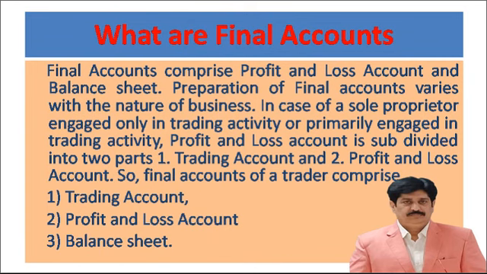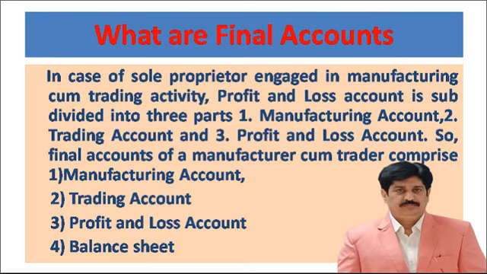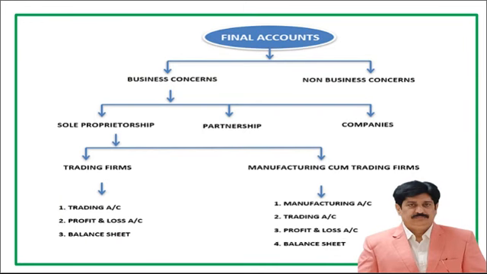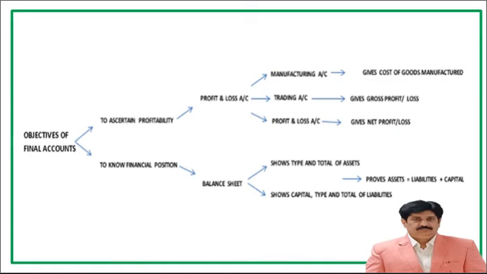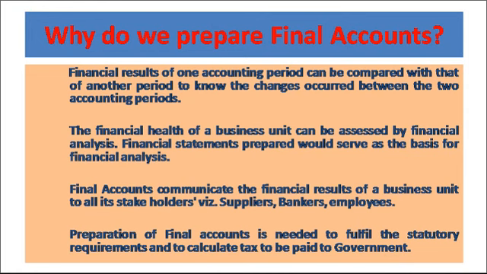Final accounts, if it is a normal trading concern, we prepare three: trading account, profit and loss account, balance sheet. If a business organization is engaged in manufacturing activity as well as trading activity, in such a case we prepare a manufacturing account, trading account, profit and loss account, and balance sheet. After that, we have learned why we require to prepare final accounts.